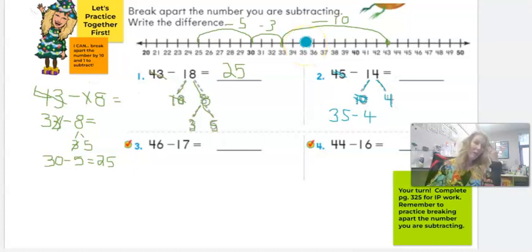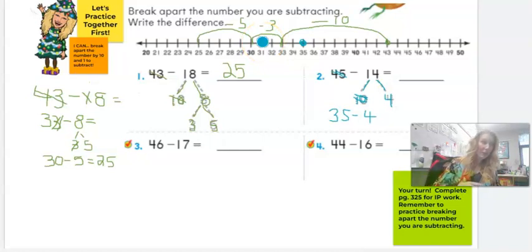Now, the way my brain works, I like easier, friendly numbers. I like 5s. I like 10s. That's what works good for me. So my brain's naturally going to say 35 minus 5 is 30, but 5 is one more than 4, so that means I have to go back up the number line. My brain likes doing that back and forth stuff.